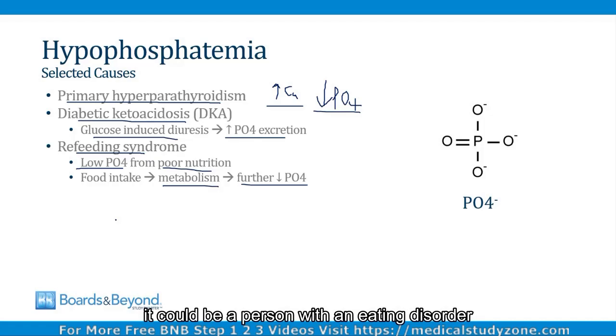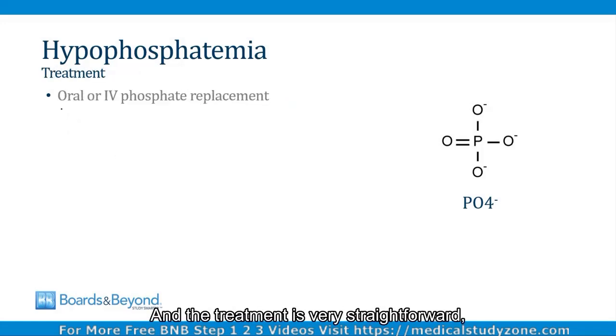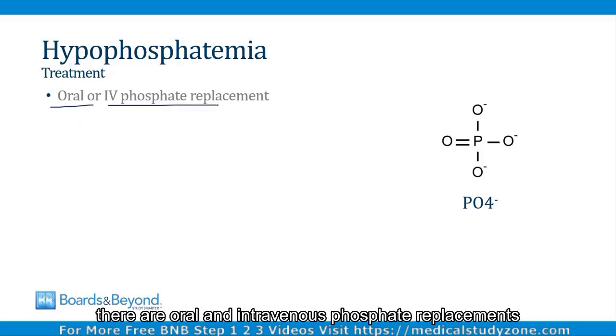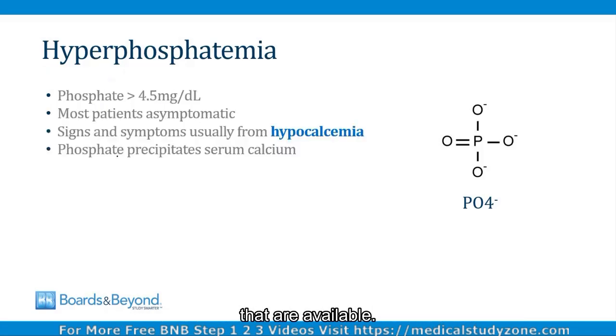It could be a person with an eating disorder who is beginning to eat normally again, or it could be a person from a country where there is famine. In all of these situations, that patient is at risk for the refeeding syndrome, and the problems that can occur are because of hypophosphatemia. And the treatment is very straightforward. There are oral and intravenous phosphate replacements that are available.